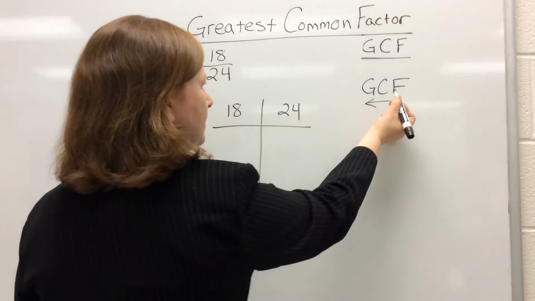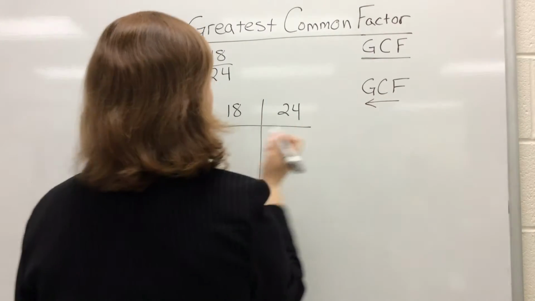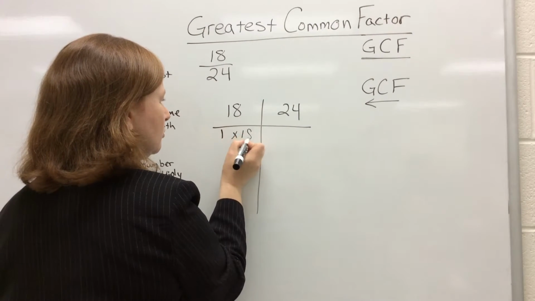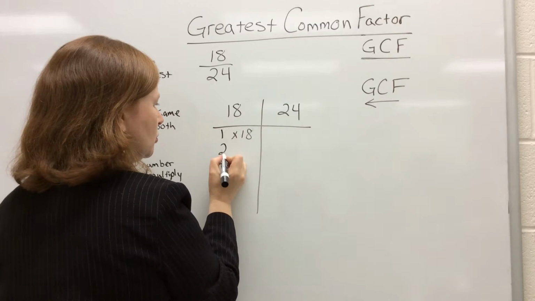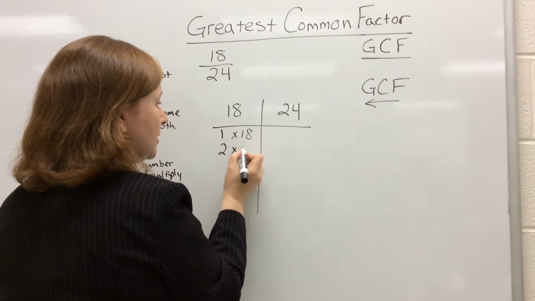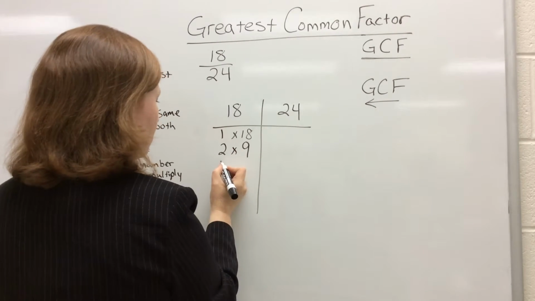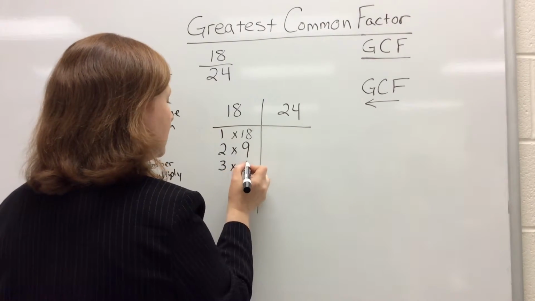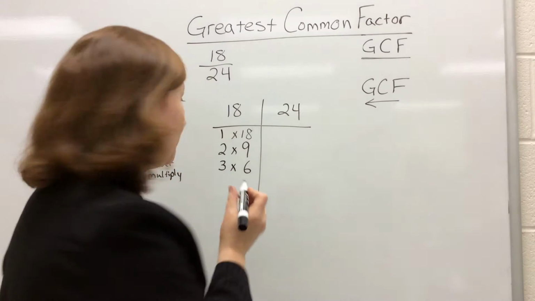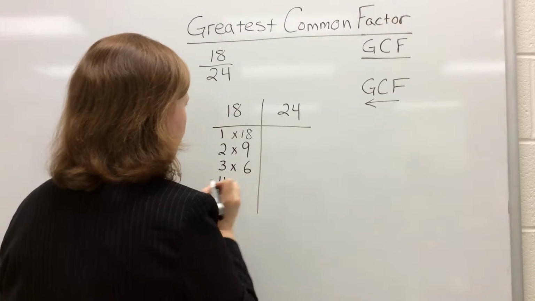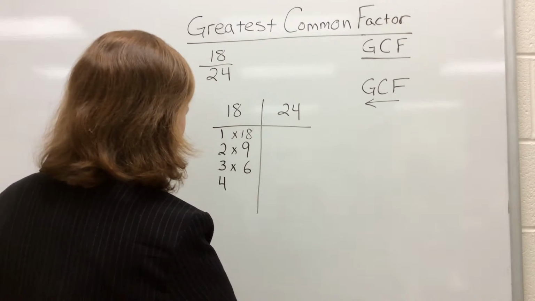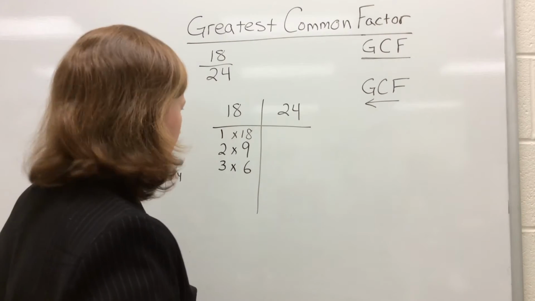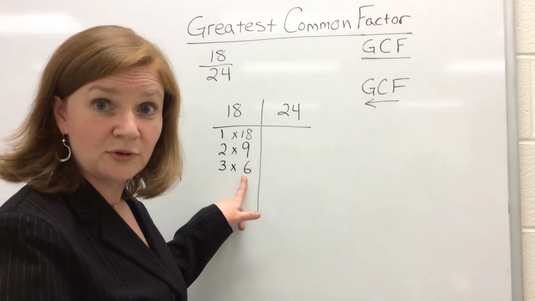All right. I need to find all the factors of 18 first. I'll start with 1. 1 times 18 is equal to 18. Moving on to 2. 2 times 9 is 18. I'll go to 3. 3 times 6 is 18. Moving on to 4. Oh, I can't use 4. 5, can't use 5. 6 I already used, so I am done.